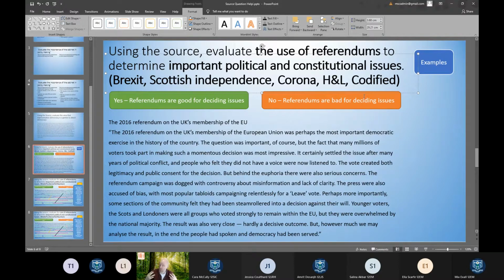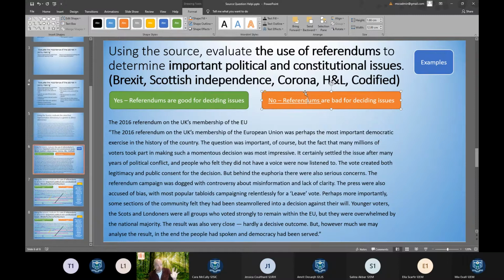So I'm just going to take a minute and think, well, what do I think about referendums for determining important political and constitutional issues? Which box basically do I think I'm going to be going in? Just so I start to process it. And personally, I'm not really a fan of referendums. I think they're quite exciting and kind of fun, but I don't think they really solve the problems. So I think I'm going to be going on this side.